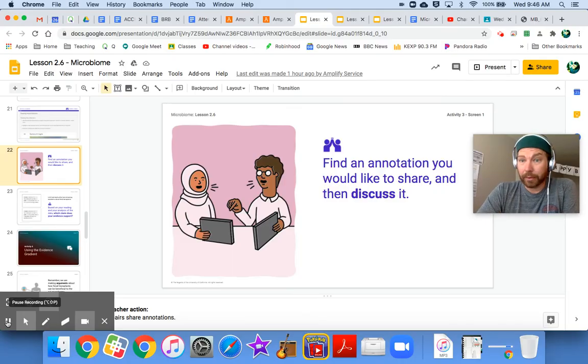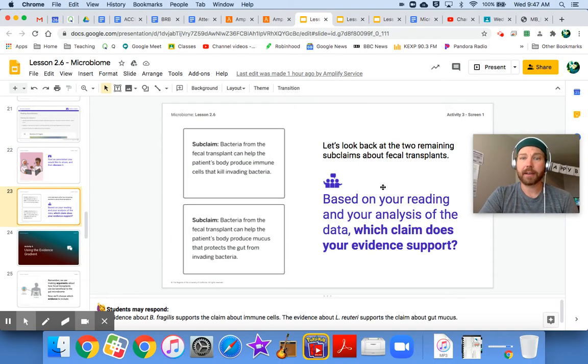So what I'd like you to do after you have read and annotated, find one annotation that you would like to share. And then when we meet together as a class, I would love for you to share that annotation. So be ready to share that.